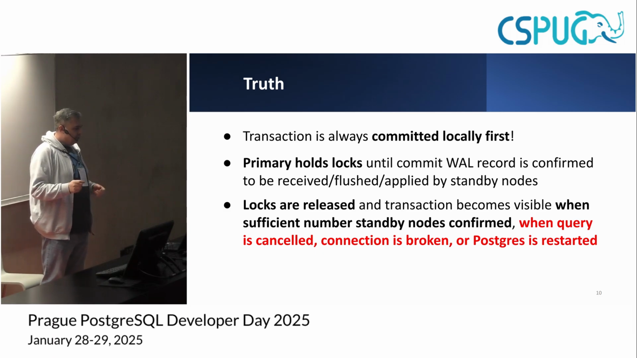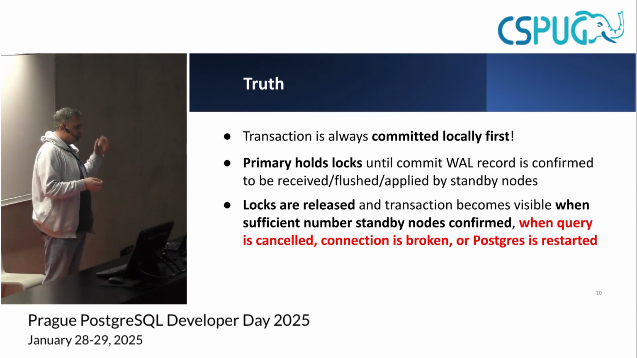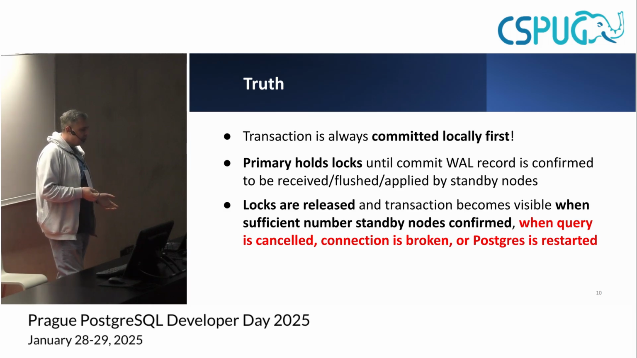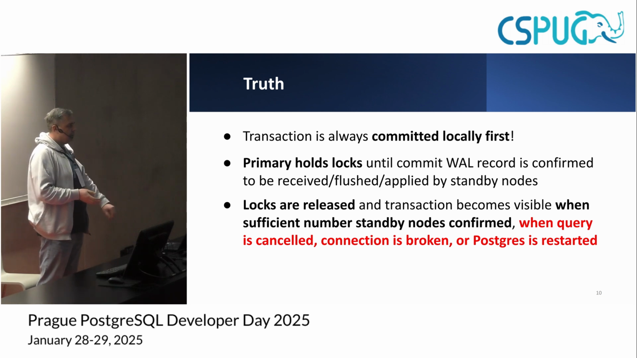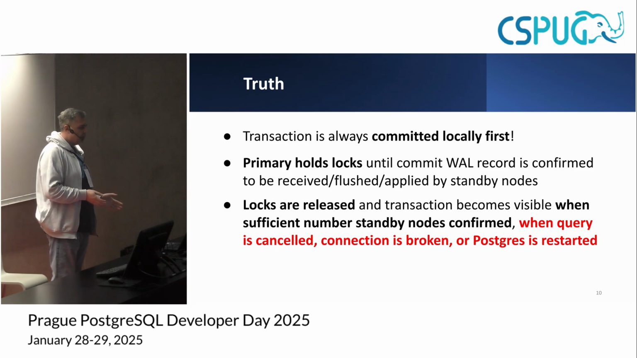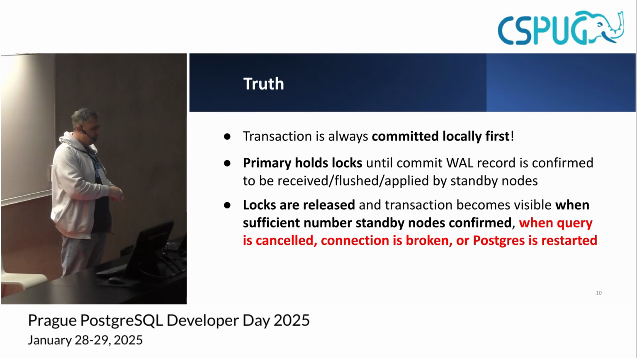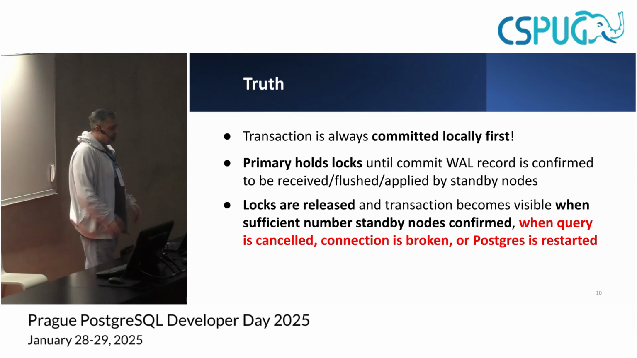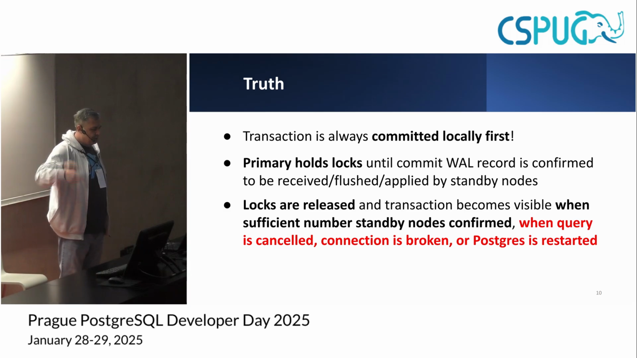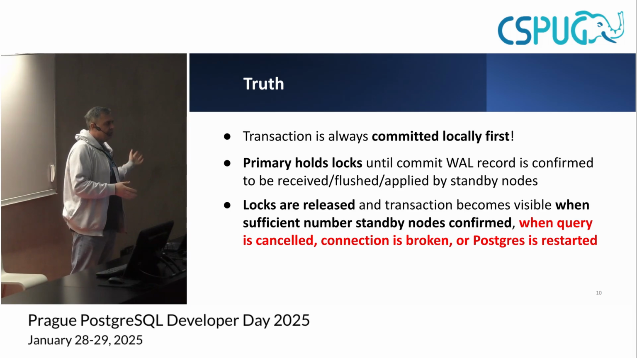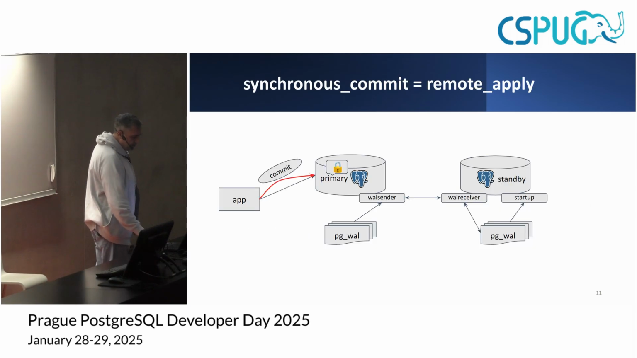However, there is a problem. On the primary, it's possible to cancel a query or terminate a connection, or maybe the application somehow broke, and it also results in the TCP connection being broken. Basically, the backend on the primary that is responsible for handling this connection will exit, and locks are also released. Or, for instance, the whole Postgres is restarted, and in this case, all connections will be recreated, and again, the transaction becomes visible to other connections.